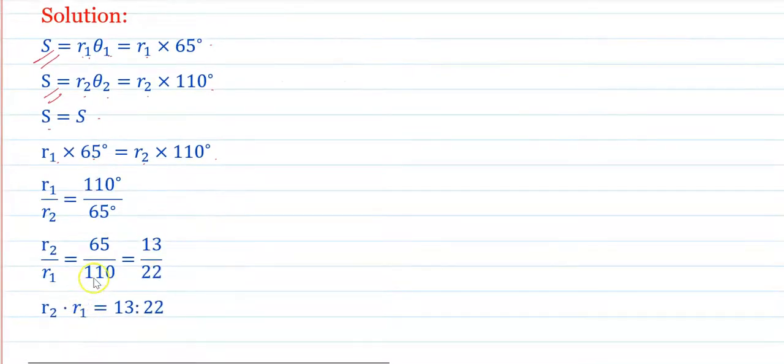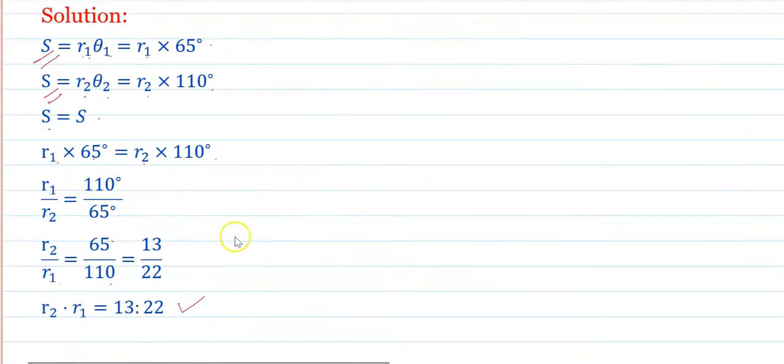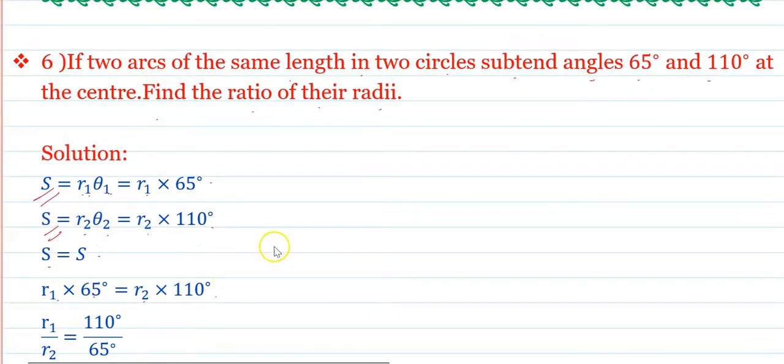And next, R1 upon R2 is equals to 110 upon 65. And therefore, you will get here R2 upon R1 is equals to 65 upon 110. We take the lowest terms. Then you will get 13 is to 22. And hence, the ratio of their radii is 13 is to 22. Okay. Easy question, though.